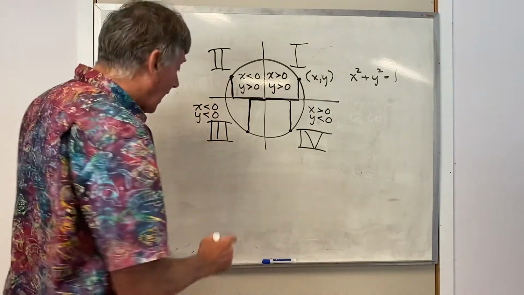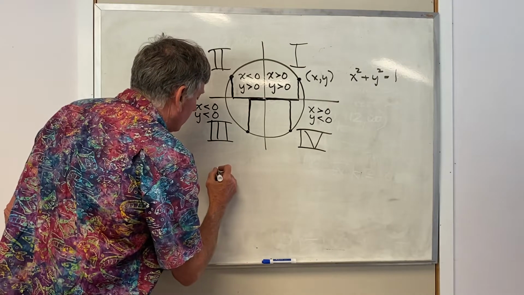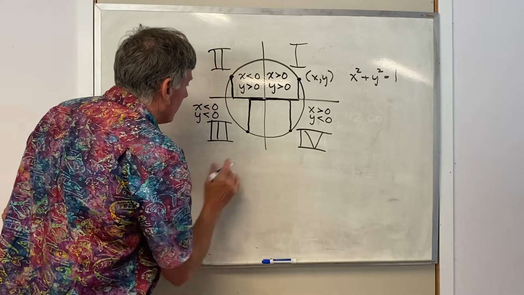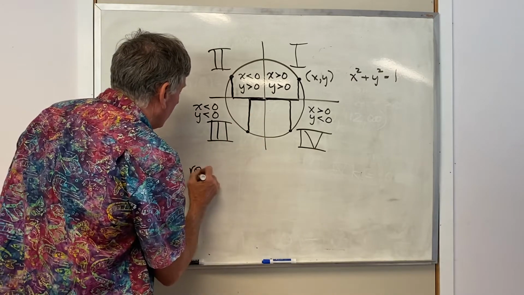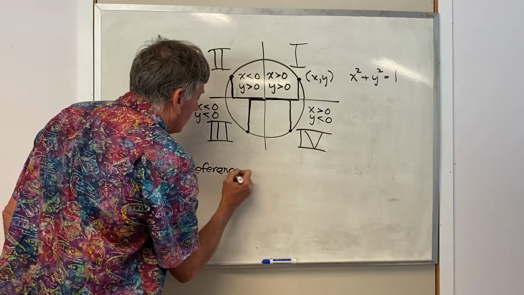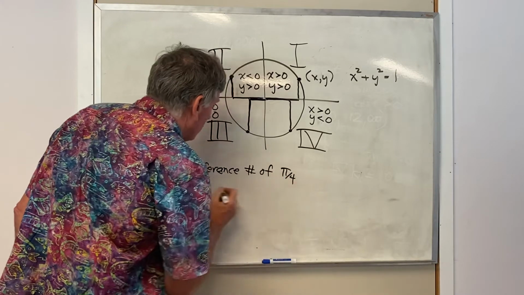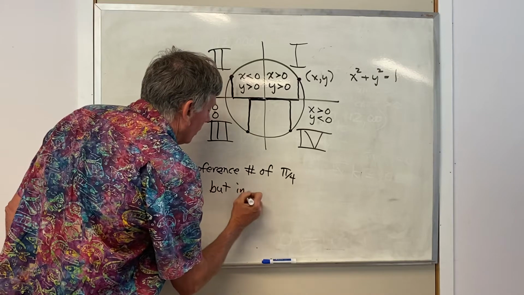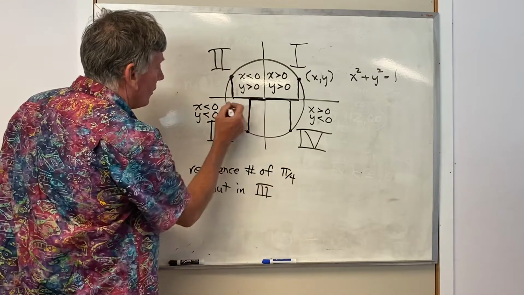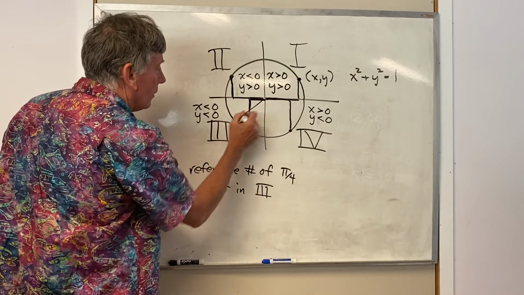Now let's suppose that I'm asking for a t value, let's say my reference angle, or reference number, of pi over 4, but in the third quadrant. That means my reference number is going to be right here, pi over 4, but in the third quadrant.